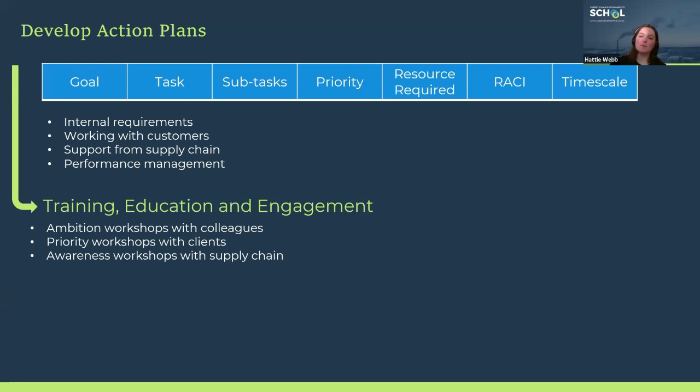So you can do a workshop with your clients potentially and ask them, what do you want to see from your supply chain? How can we help you do that? You can do awareness workshops with your supply chain, so you can let them know what you'll be needing from them. You can do this after you've developed your strategy and say, this is what we're doing, so be aware that we might be coming to you for more information, and telling them how they can support you on that journey as well. So it's very much about creating that partnership and helping to upskill your supply chain.